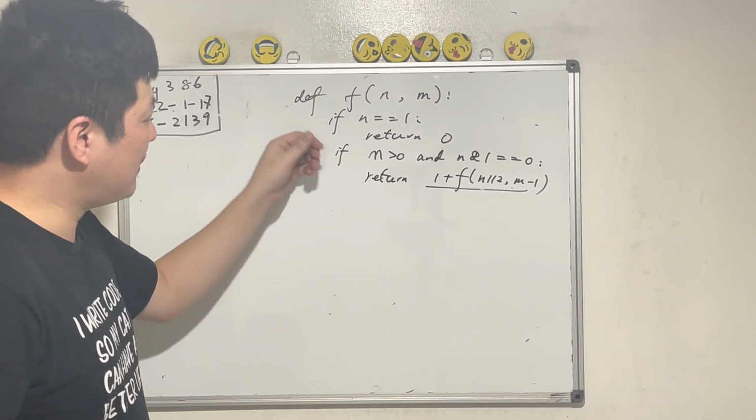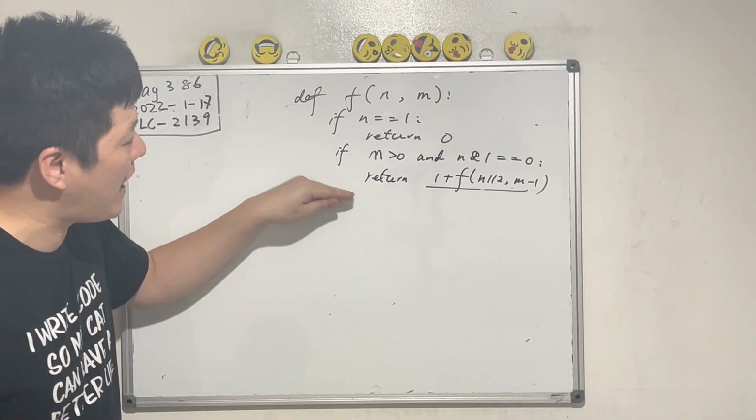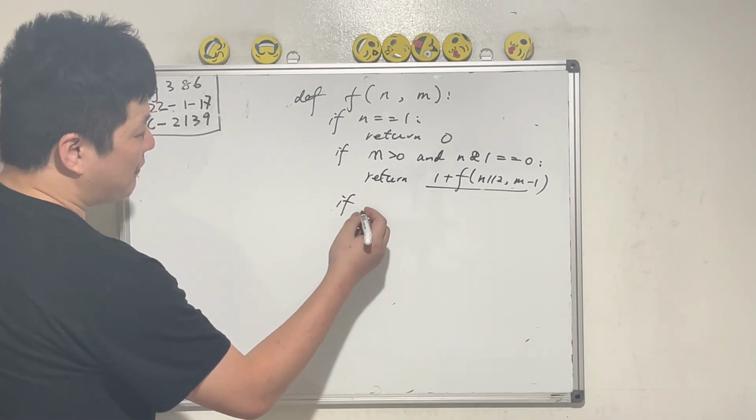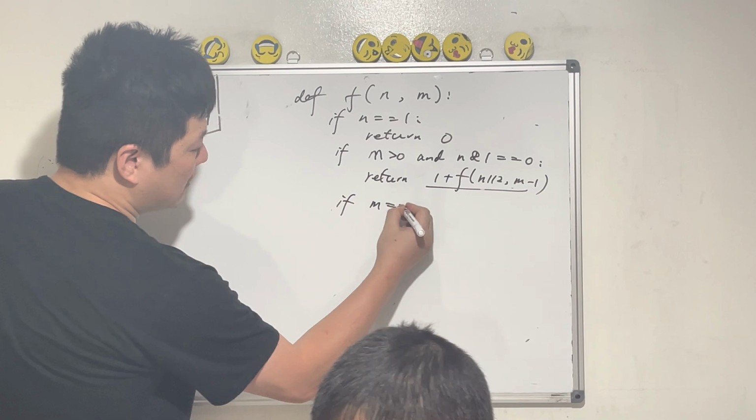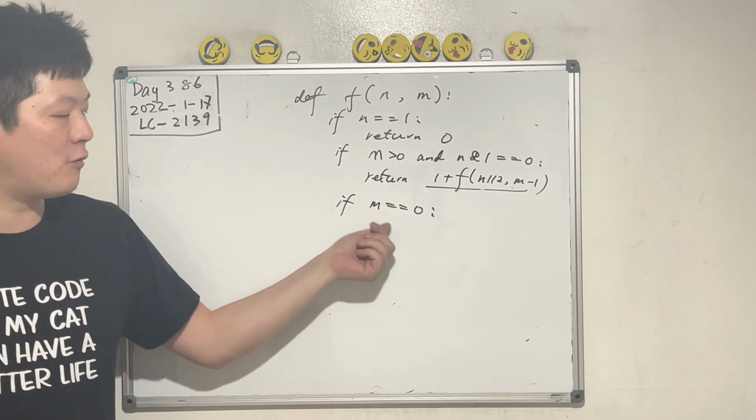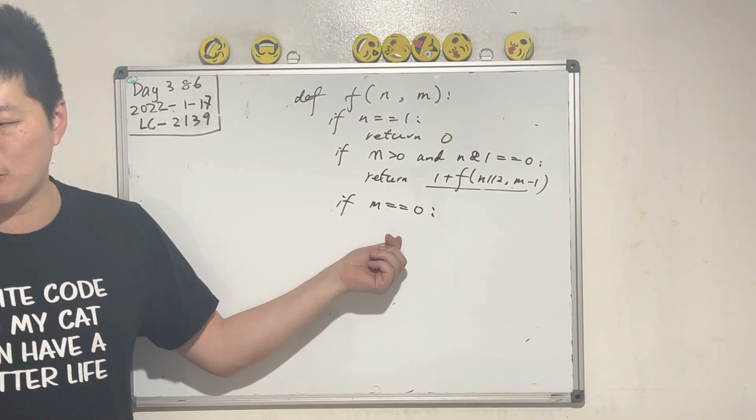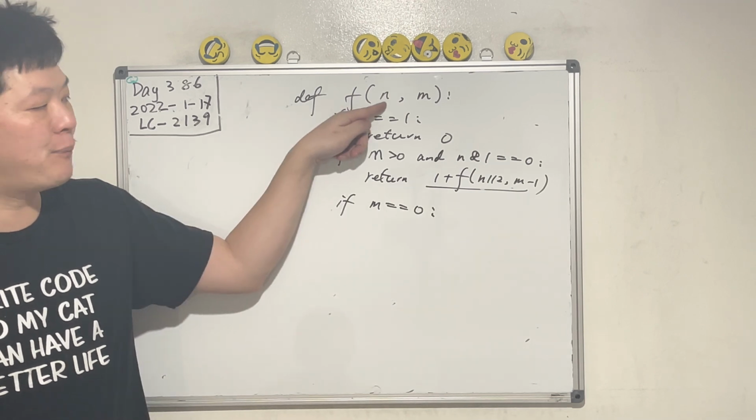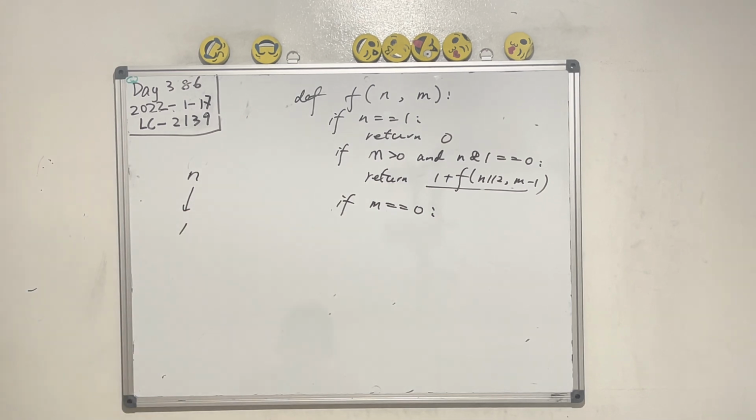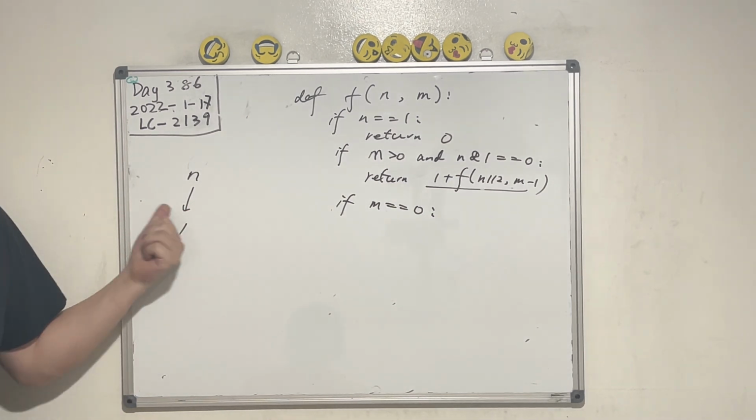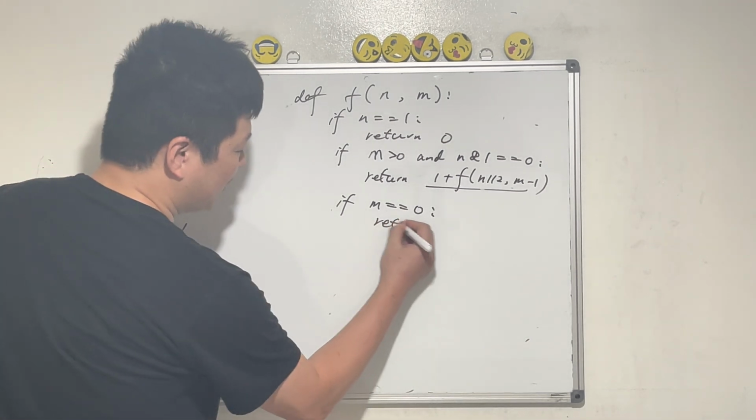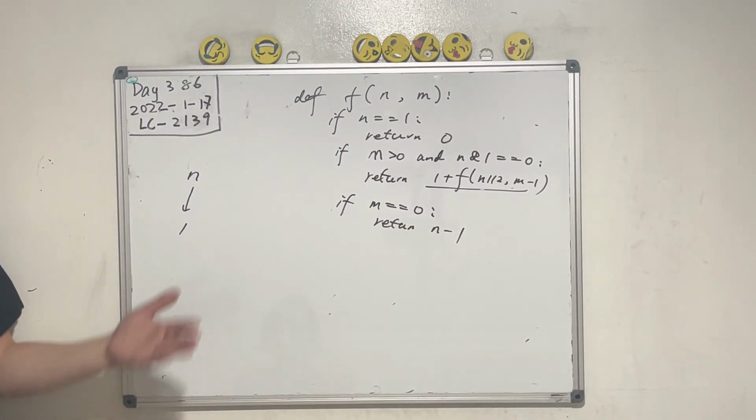Now what's next? At this point m is 0, right? Then we have to say, if m is 0, what happened? We can't do the division anymore. So what's the number of moves to bring n down to 1? We have a number n and we want to bring it down to 1, and we can't do division, so the number of moves is n minus 1. We're done. Return n minus 1. Easy.